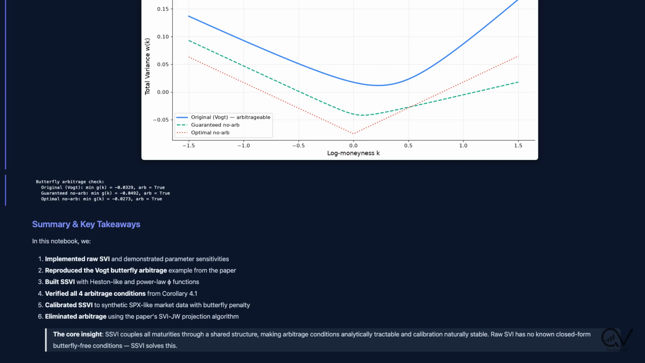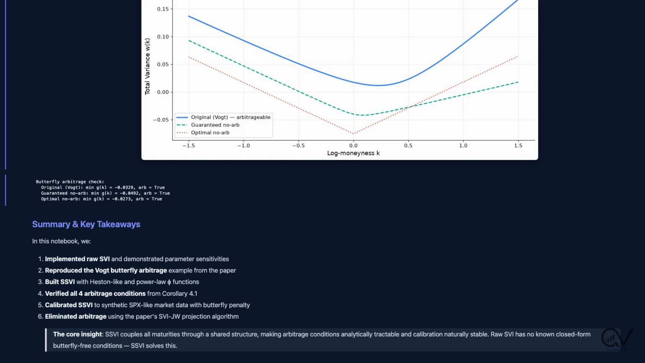To summarize, this notebook implemented the full Gatheral Jacquier SVI framework. We started with raw SVI, explored parameter sensitivities, and saw how the Vogt example admits butterfly arbitrage despite looking visually reasonable. We then built the SSVI surface with two canonical phi functions and verified all four arbitrage conditions analytically, a dramatic improvement over numerical scanning. The SSVI calibration to synthetic SPX data recovered the true parameters with high accuracy and naturally coupled all 8 expiry slices.